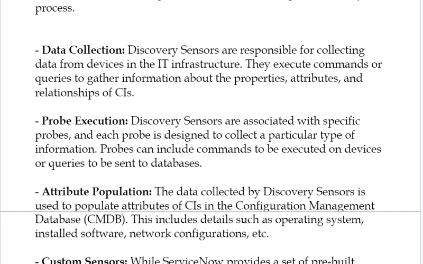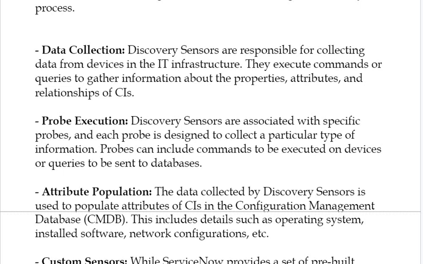Next point is probe execution. Discovery sensors are associated with specific probes, and each probe is designed to collect a particular type of information. Probes can include commands to be executed on devices or queries to be sent to databases.